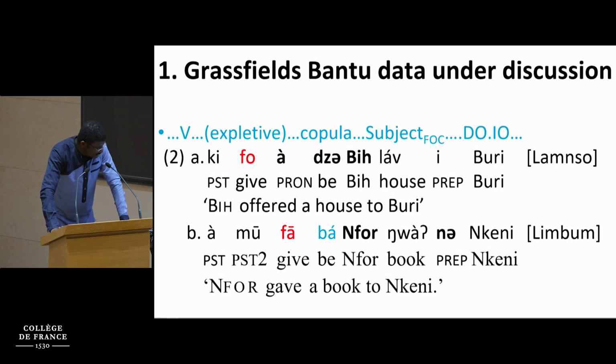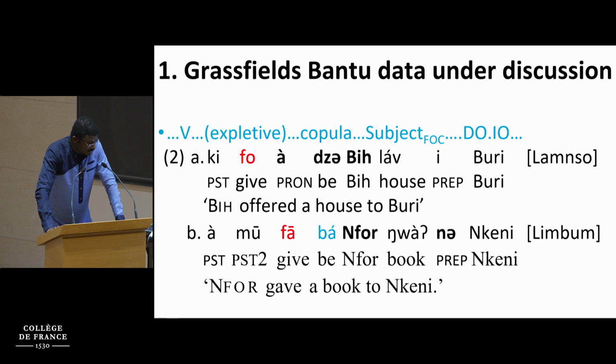Here we are focusing the subject, but the order of the direct object and indirect object is reversed. So in this case, for example, you have the direct object preceding the indirect object. In the first case, it was indirect object, direct object, following the subject. So still here, you have a pronoun and a copula in Lamso, and in Limbum, what you have is simply the copula ba.